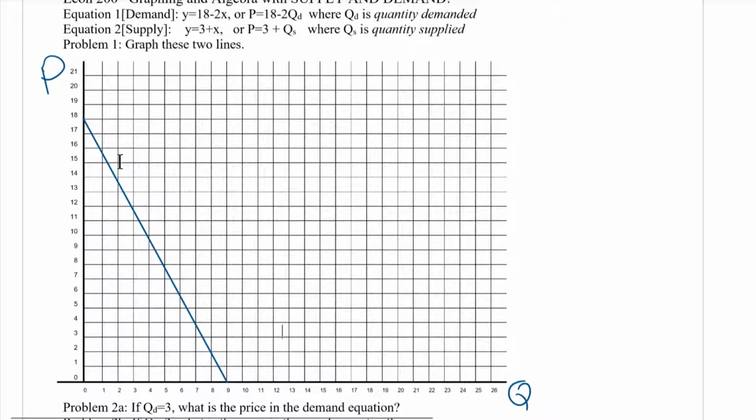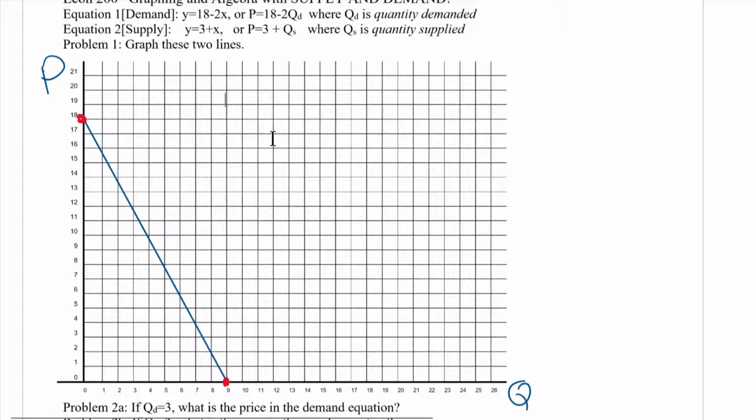So again, to double check, that slope of minus 2 says that rise over run between any 2 points. If we just look at the first and the last point there, the y-intercept and the x-intercept, the rise is minus 18 and the run is 9. The ratio there, minus 18 over 9, is minus 2.